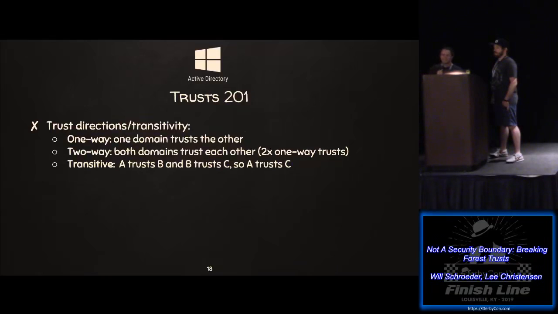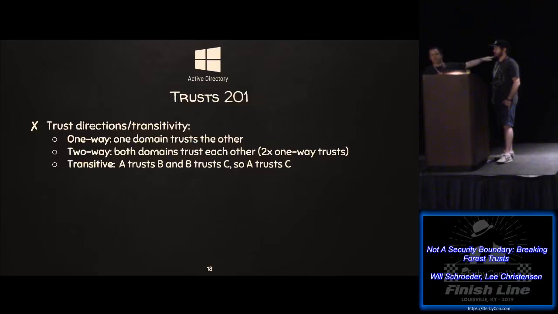When it comes to trusts, there are a couple of different concepts we want to talk about. The first is the direction of the trust and transitivity. The first one we'll talk about is a one-way trust. I have a domain, Will has a domain, and I say, I trust Will. That means any users in Will's domain can authenticate into my domain because I trust him. Likewise, a trust can be bidirectional or two-way. That means I trust him and he trusts me, therefore the users in my domain can authenticate to resources in his domain and vice versa.